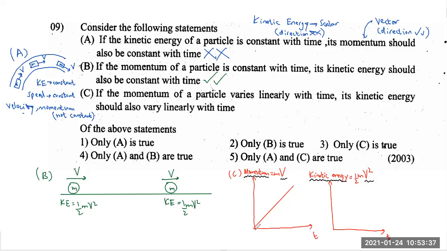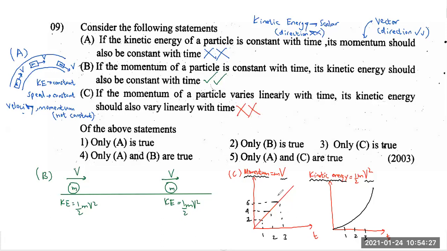The shape of the kinetic energy graph is going to be similar to v square. So if v is increasing like this with time, let's think of some values here. Let's say 2, and then 4 or 6, something like that. These numbers are not that important. Now, if you plot the graph for v square, the values will be increasing as a curve. It will bend upwards like this, because if v increases linearly, v squared increases non-linearly. But the statement says its kinetic energy should also vary linearly with time. That is incorrect.